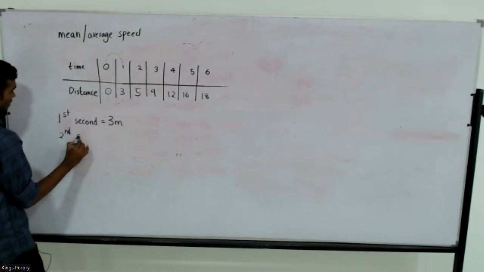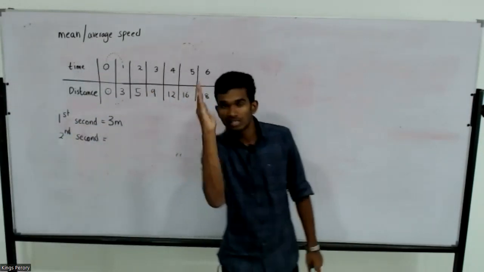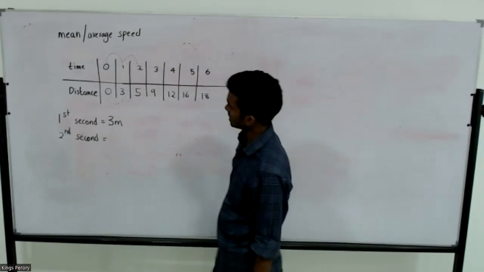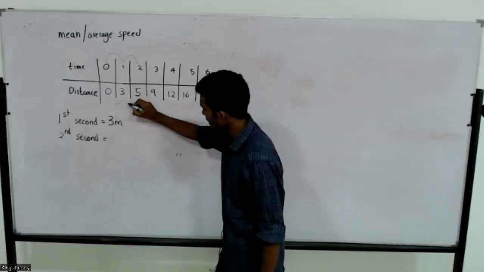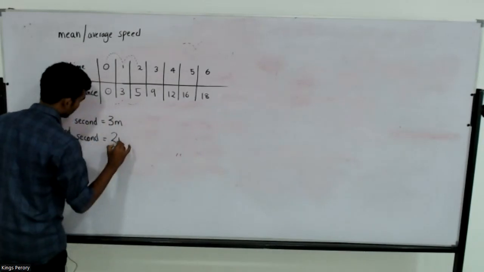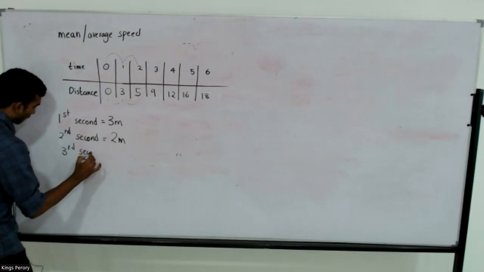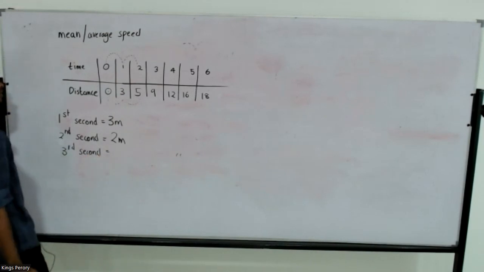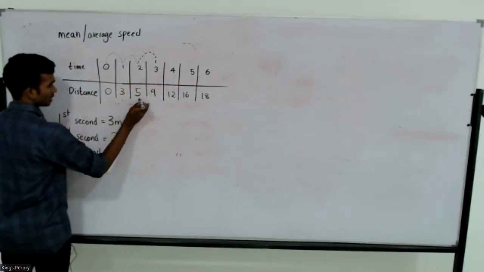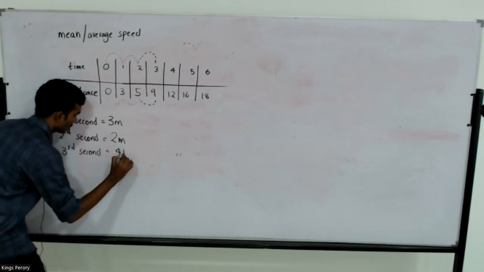What is the distance traversed in the second second? Second second means 1 second to 2 second. From 3 to 5, how much? 2 meters. There you go. What is the distance traversed in the third second? Third second means 2 second to 3 second. 5 to 9 means how much? 4 meters.